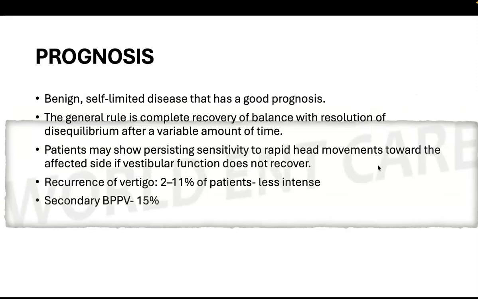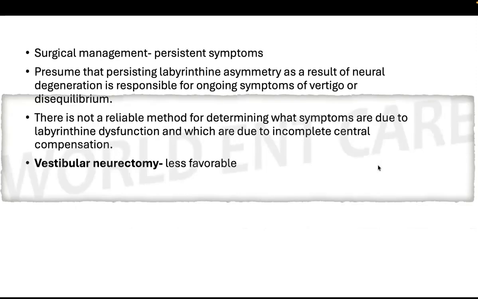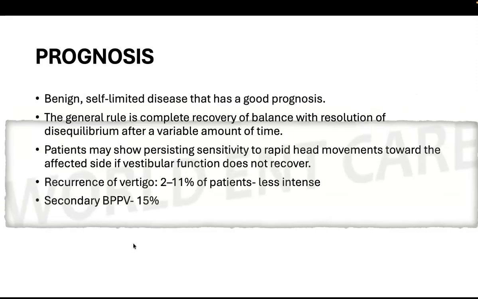Then comes the prognosis. Basically, when we are talking about surgery, we are talking about vestibular neurectomy, but it has no real role and it is less favorable. Why do we do vestibular neurectomy? Because we saw in the pathoetiology that constant inflammation can cause degeneration, and that's why vestibular neurectomy can be helpful. So anyways, now the prognosis.